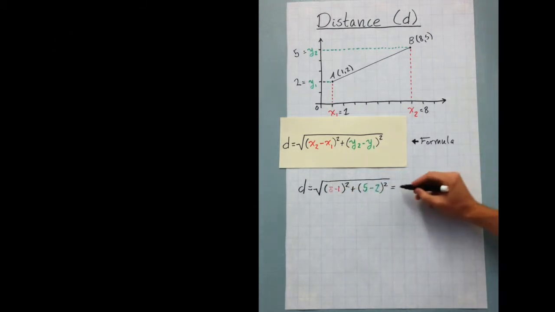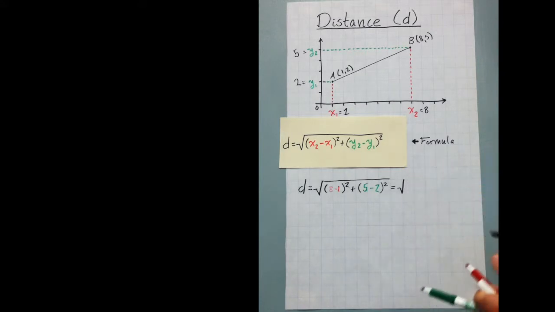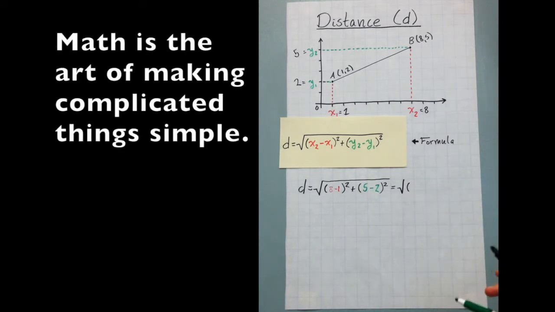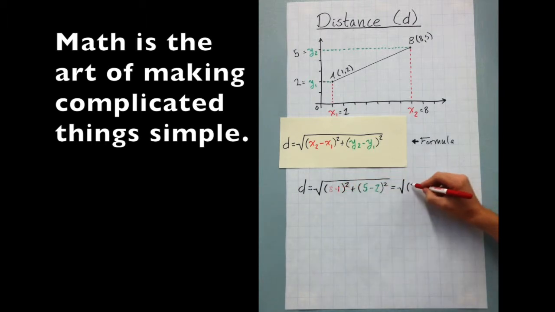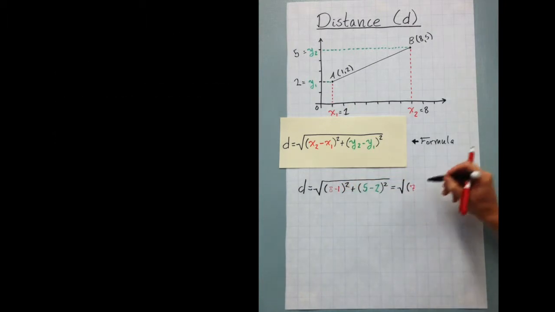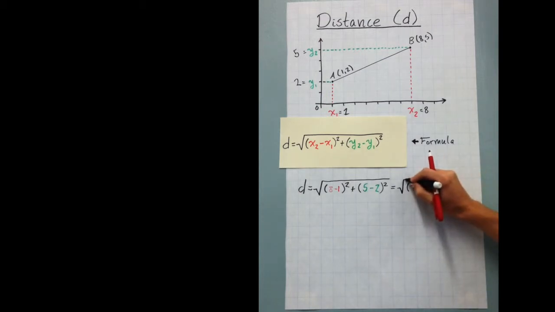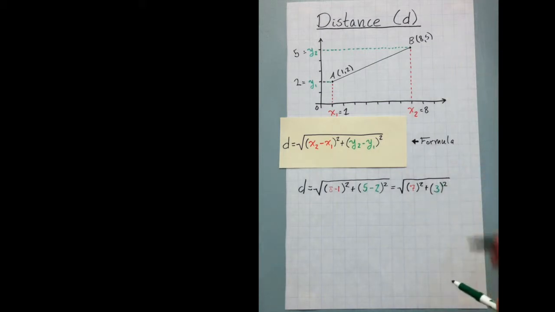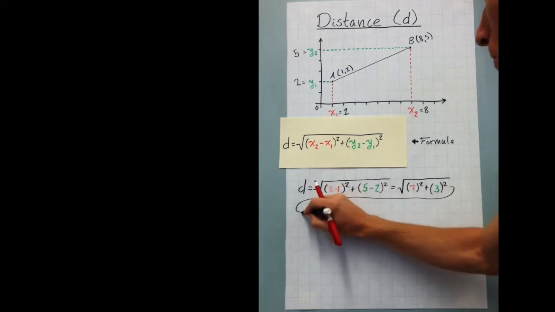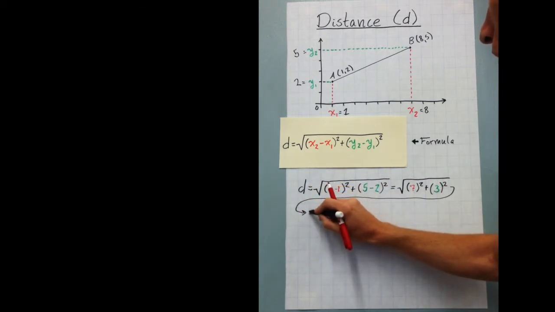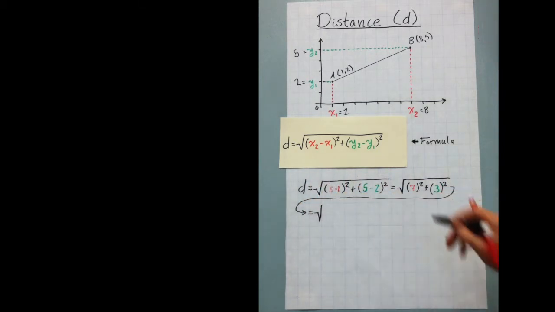All right, so let's just keep simplifying here. Mathematics is the art of making complicated things simple. So here we go. 8 minus 1 is 7. Close the parentheses, square it. And 5 minus 2 is 3. Whoops, let me get my colors straight. Close the parentheses and square that. All right, so let's go ahead and take it over here. So I'll bring my arrow right there. So what we have now is, well, what's 7 squared?